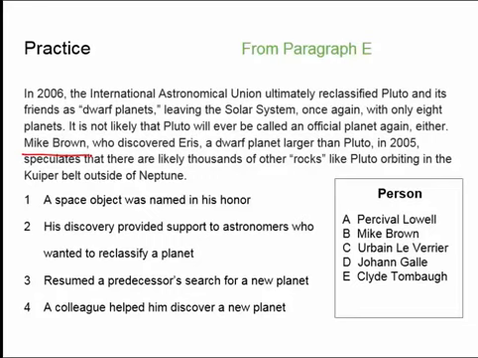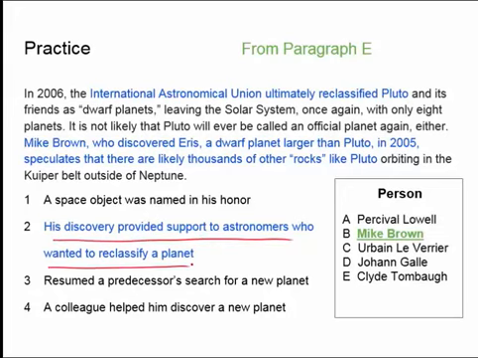So as you look through this paragraph, you would just have to go and look at the information surrounding Mike Brown's name to see if it relates to anything in your questions. If you do that, you will find that in fact it does. Question number 2, his discovery provided support to astronomers who wanted to reclassify a planet, can be found here, and the blue parts tell you which aspects of the paragraph relate to that.